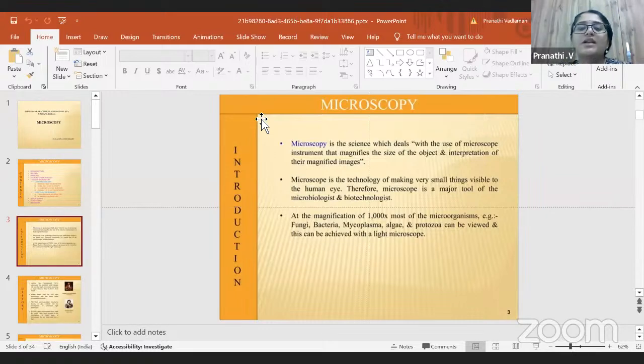So it is an instrument that is going to magnify any object that you keep. You don't have to keep only cells. Any object that can fit under the eye lens, you are going to get a magnified image. So it is that instrument that magnifies the size of the object and allows interpretation of the magnified images.